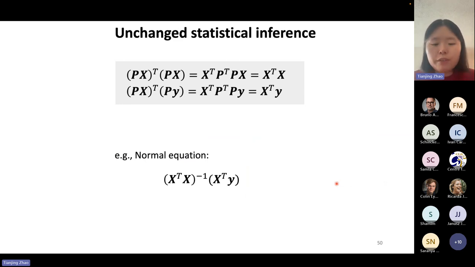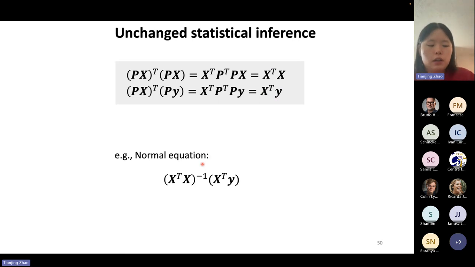And now I want to briefly demonstrate why this works, like why the P matrix, the random orthogonal matrix, can be used for encryption. This is because after encryption, the genotype becomes PX. PX transpose times PX equals X transpose times P transpose times PX, and because P is orthogonal, the part in the middle is gone. So we only have X transpose X. So we can see that using the encrypted data or using the raw data, they will have the same X transpose X and X transpose Y.